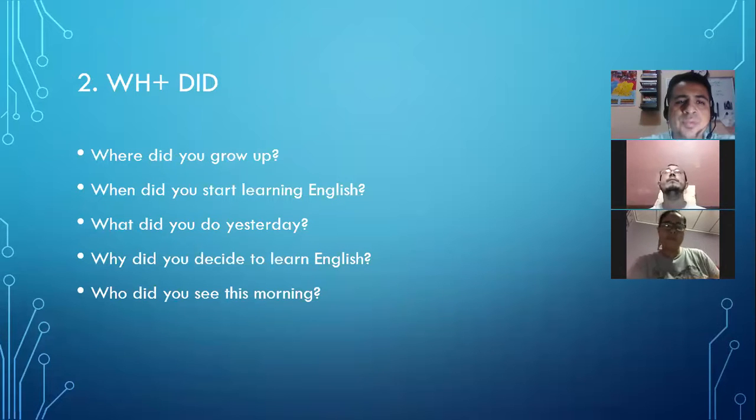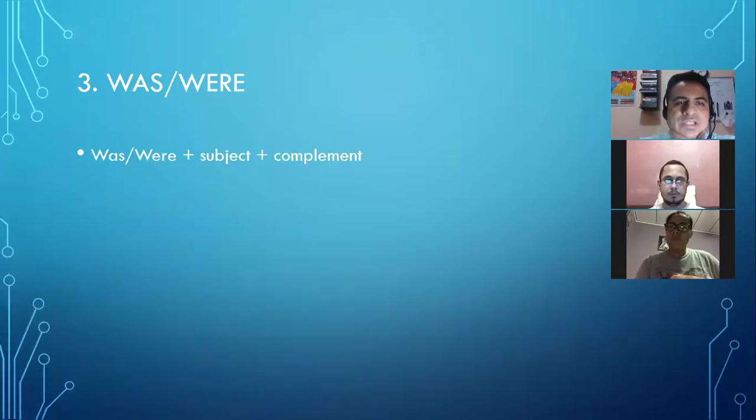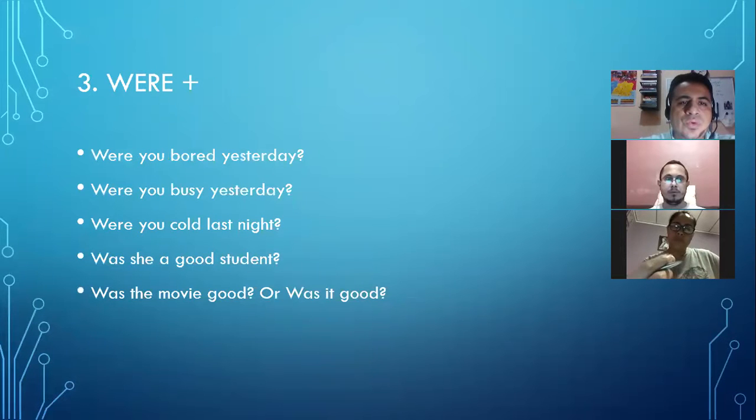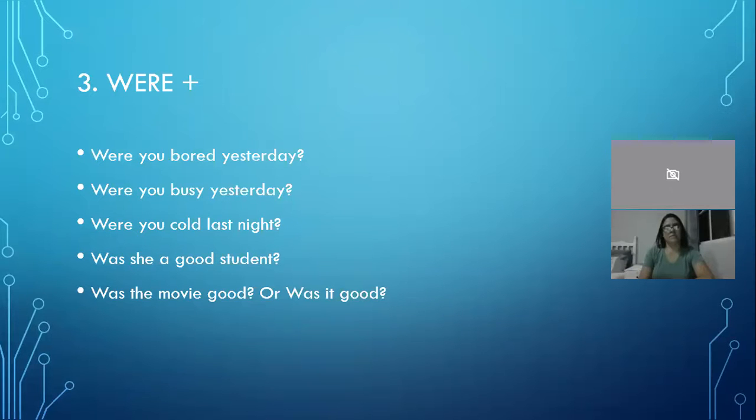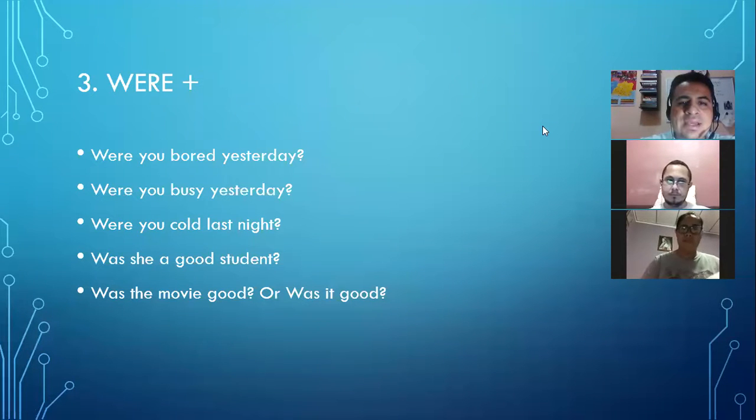Then we have what and did. Where did you grow up? When did you start learning English? What did you do yesterday? And then we have yes or no questions. Yes or no questions start with the verb to be. For example, were you bored yesterday? Were you busy yesterday? Or for example, were you cold last night?